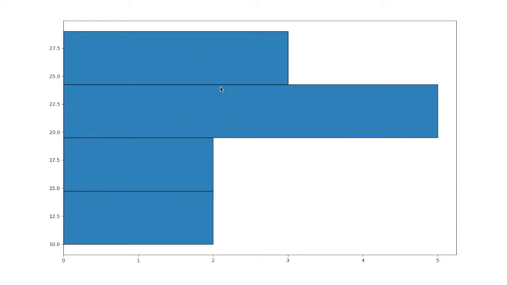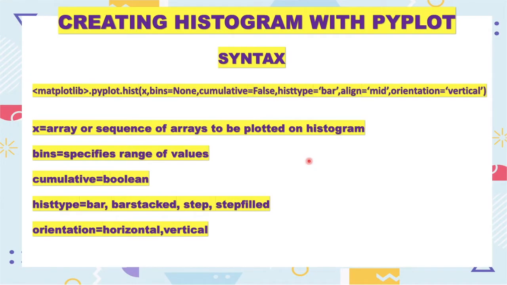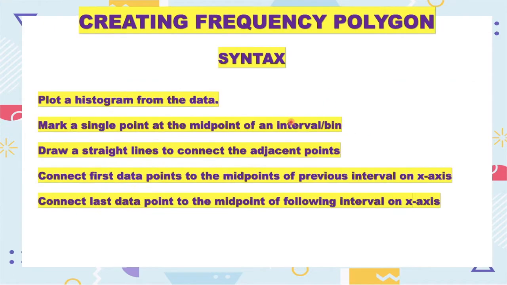So this is how a histogram looks in a horizontal format. So this was all about histogram. I hope the concept of histogram using PyPlot is clear. Now let us try to generate a frequency polygon.